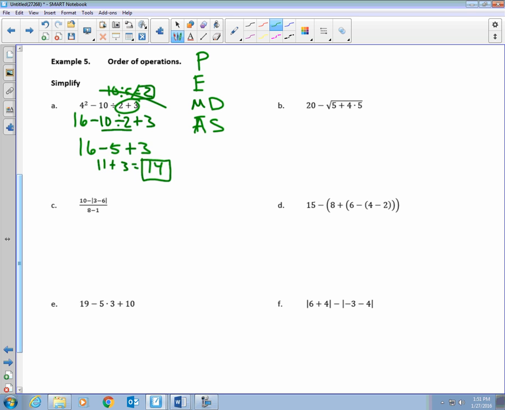Okay, what do I do first in B? Yeah, because parentheses are part of a square root. Square root's a grouping symbol, so it's like parentheses. So I do that 4 times 5. 20 minus the square root of 5 plus, what's 4 times 5? 20. 20 minus 5 plus 20 is 25. Can I now take the square root? 20 minus 5 is 15. Good.